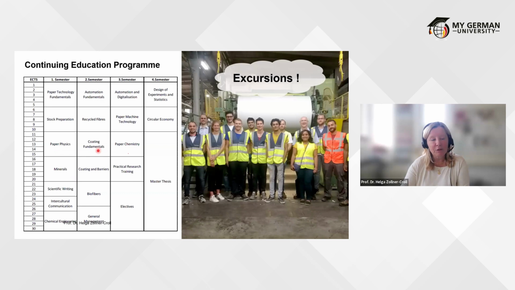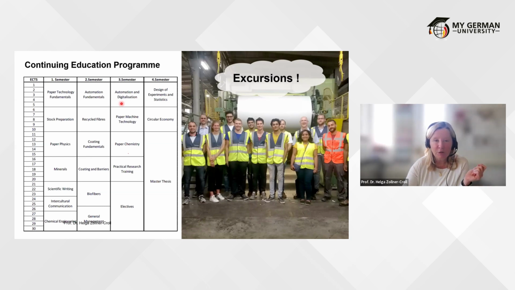In the second semester, then you focus on the process on how to make paper and how to convert it and improve it and get them special properties, for example, here in coating and barriers, so you can trim it to the actual application where it's used. One focus is here automation. Automation fundamentals and digitalization are basically engineering subjects in order to have a smooth run on a paper machine.